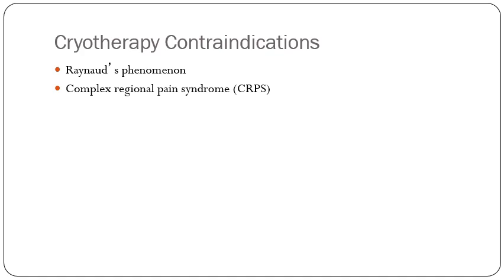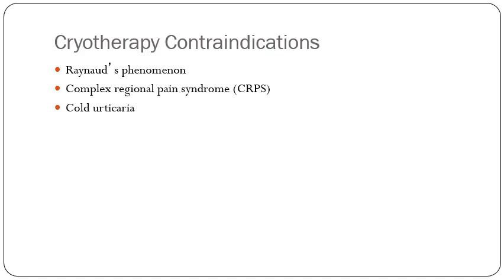Complex regional pain syndrome, which we talked about in the pain chapter, is a contraindication of cold. People tend to not respond very well, so we know that it's very likely to worsen their problems. So you should not apply cold in somebody who would have that.